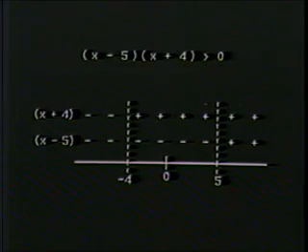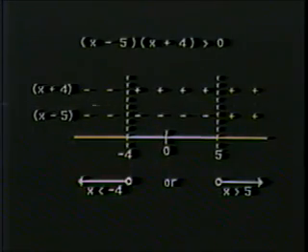What does it tell us? Remember, we wanted to know where both brackets were positive and where both were negative. One look at the graph tells us exactly that. So our answer is that we need x values bigger than 5 or smaller than negative 4.